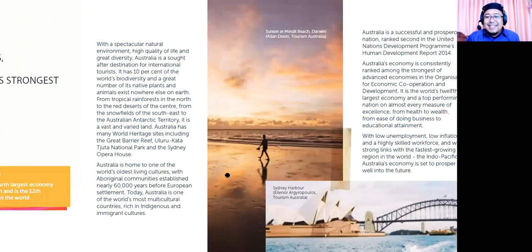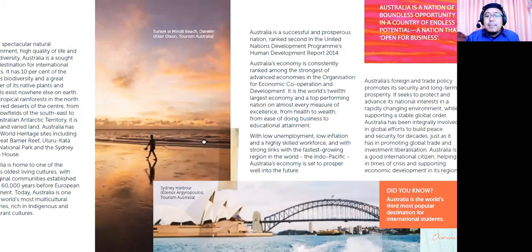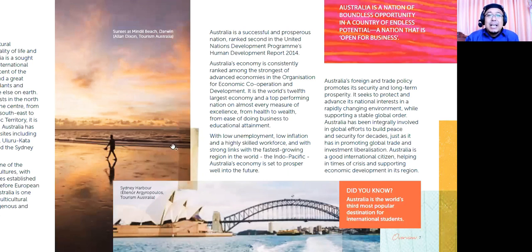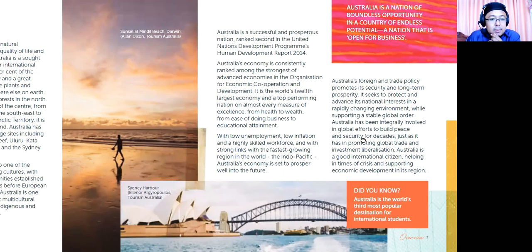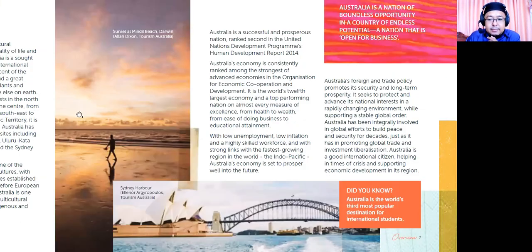Now we move on. Oh my God, my mouth. Alright. I'm just so excited to read this. Sunset at Mindil Beach, Darwin. Oh, wow, this is exciting. This is Alan Dixon, Tourism Australia. What about this one? All right. So this is Sydney Harbour. Oh, I wish I could go here one day. Sydney Harbour, Eleanor Argyropoulos, Tourism Australia. All right. Now let's see. What do we have here?